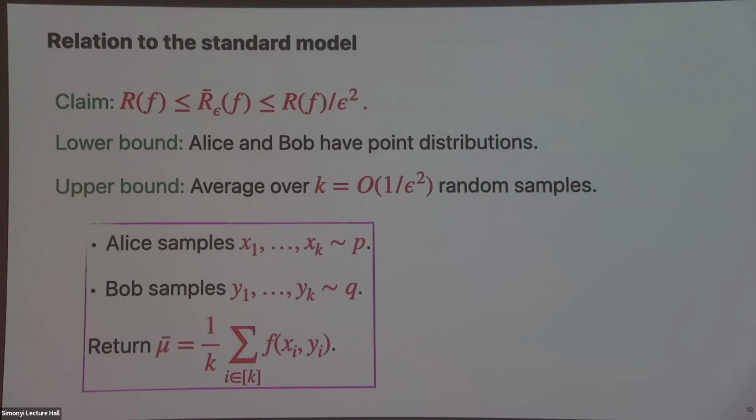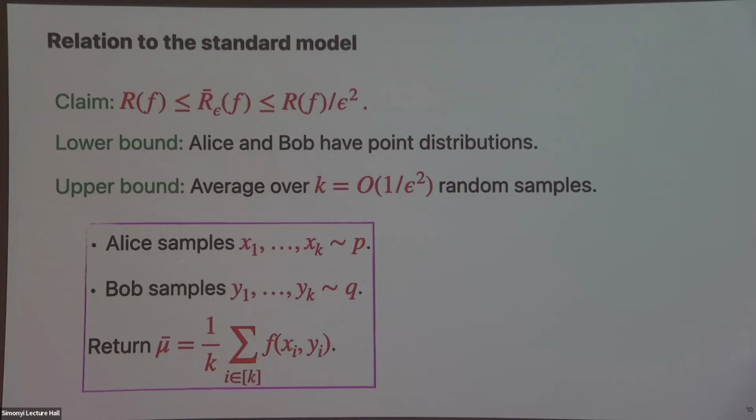The upper bound comes from a simple random sampling protocol that's going to show up time and again in this talk. Alice samples k points from her distribution P. Bob samples k points from his distribution Q. They just compute the average of f(xi, yi) over all these pairs, and they say that's my estimate.